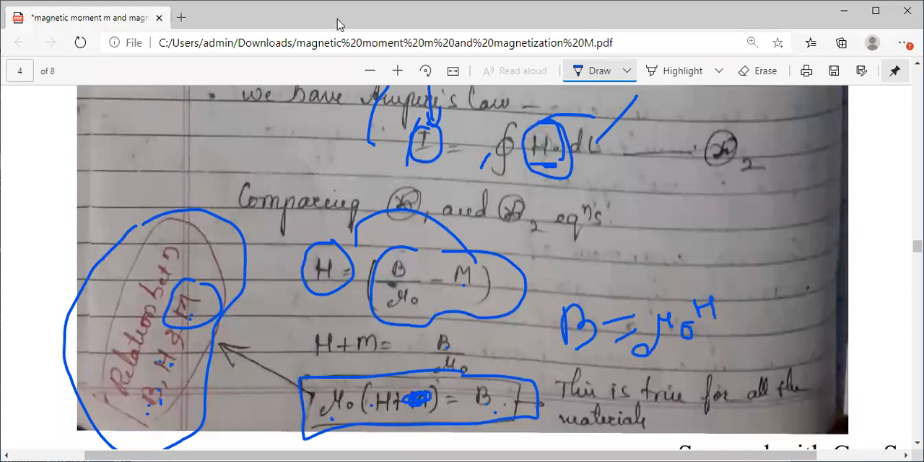But now, when I talk about magnetization, I consider the property of that particular material, how well it can magnetize. So this equation we have derived, B equals mu naught into H plus M, is true for every material that exists. If magnetization is zero for some materials, the equation will be B equals mu naught into H, which we have already used in the magnetism concepts.